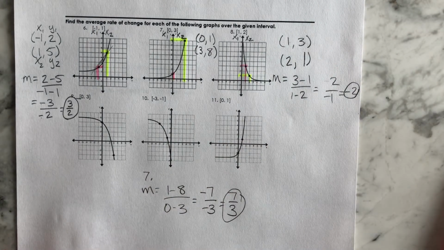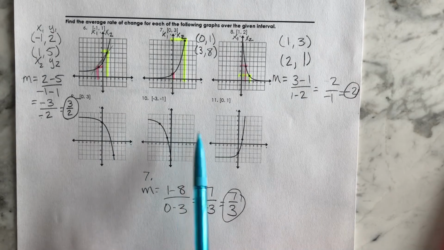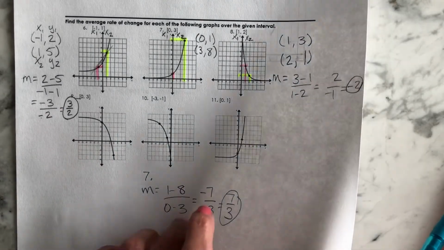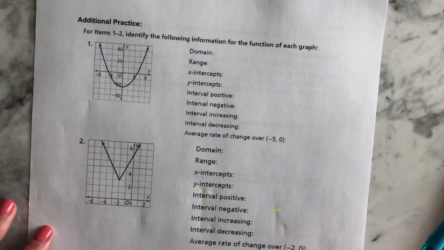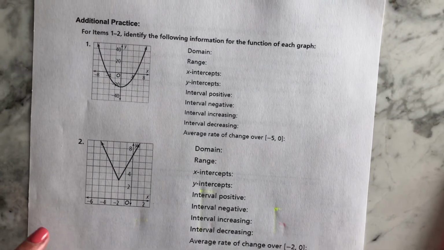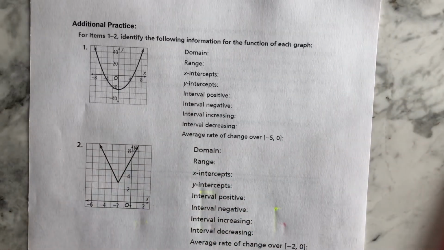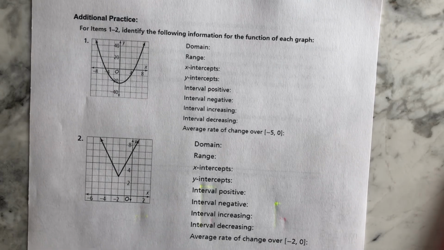All right, so now I'd like you to do these 3 remaining problems for practice on your own. And then on the back is a summary of everything we've done so far. So all 5 of the key features that we've been talking about, put them all together and do those 2 problems.